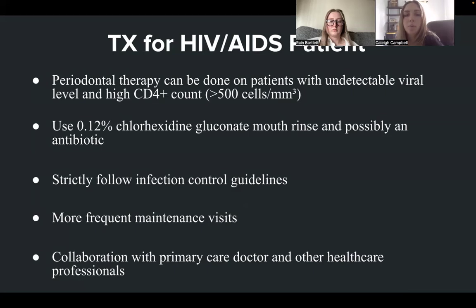And the doctor may also want the patient to pre-medicate with an antibiotic. You're going to strictly follow infection control guidelines to keep yourself safe because this is transmitted via needles and blood and stuff like that. And then you also want to do that to keep the patient safe as well because they are immunocompromised. They're going to possibly need more frequent maintenance visits as well.